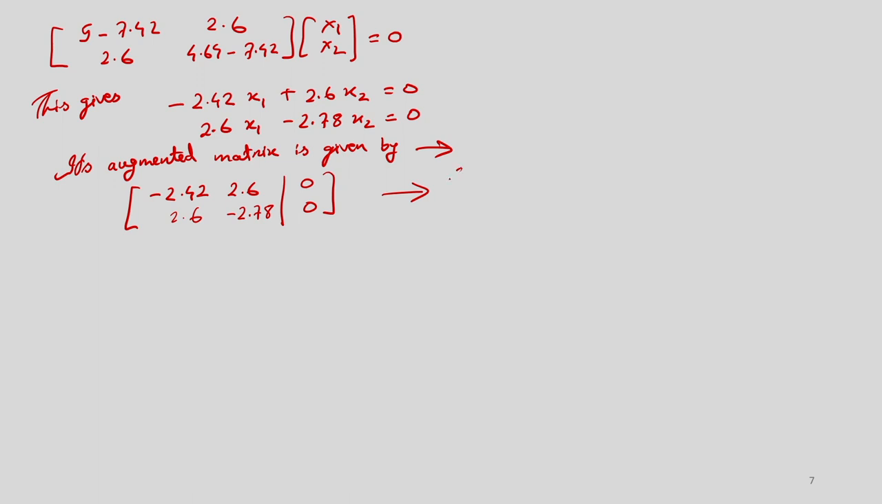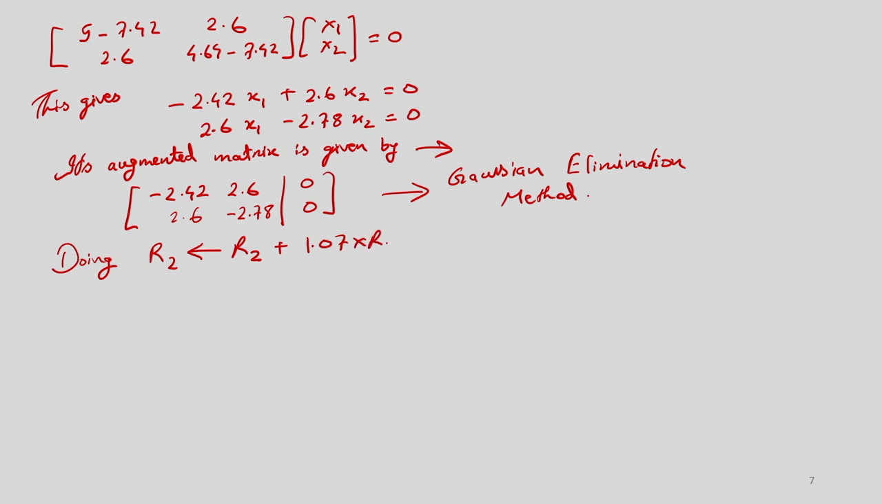So, using the Gaussian elimination method. Alright. So, we also know this as the row reduction method. Okay. So, now doing this operation R2 plus 1.07 multiplied by R1 and replace the R2 row. So, this gives us minus 2.42, 2.6, 0, 0. So, we arrive at this.